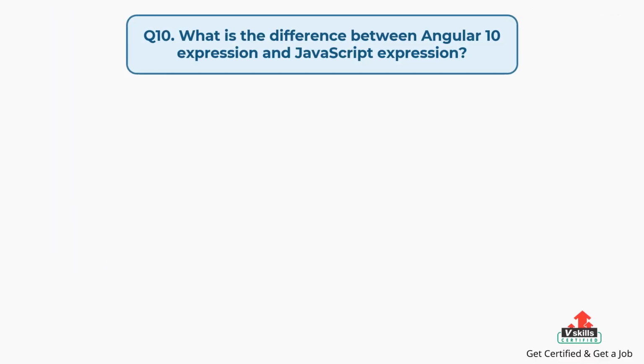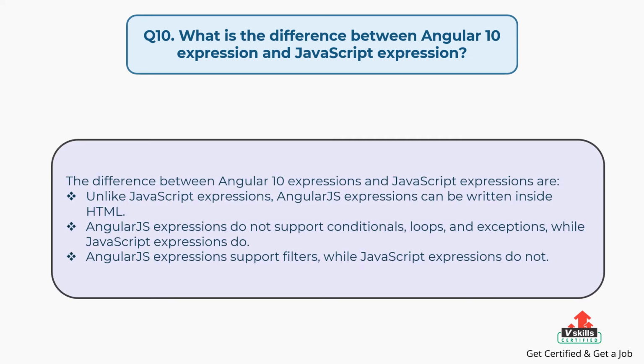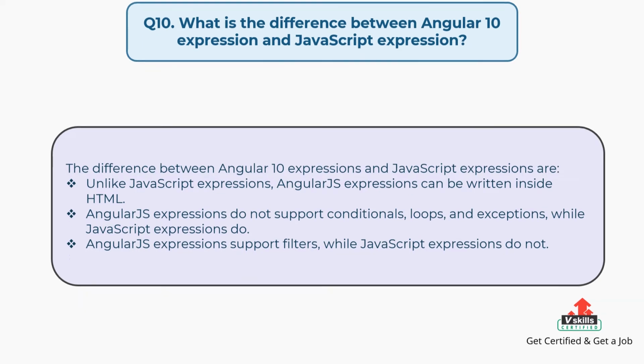Question number 10. What is the difference between Angular 10 expression and JavaScript expression? The answer is, the differences between Angular 10 expressions and JavaScript expressions are: unlike JavaScript expressions, AngularJS expressions can be written inside HTML. AngularJS expressions do not support conditionals, loops, and exceptions, while JavaScript expressions do. AngularJS expressions support filters, while JavaScript expressions do not.